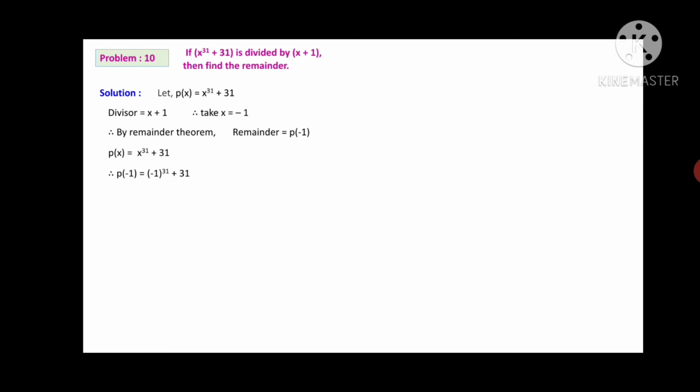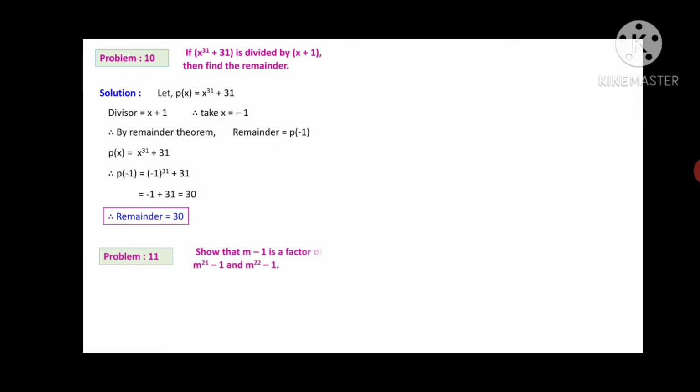Friends, here you can see that minus 1 raised to 31, 31 is an odd number. Therefore, the resultant will be minus 1 only. Minus 1 plus 31, which will result into 30. Therefore, P of minus 1 is equal to 30, means remainder is here 30. Let us take problem number 11.